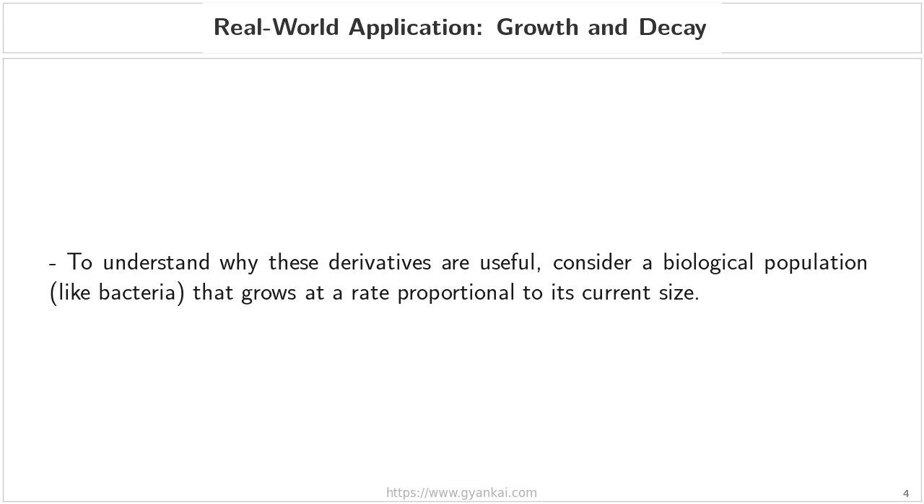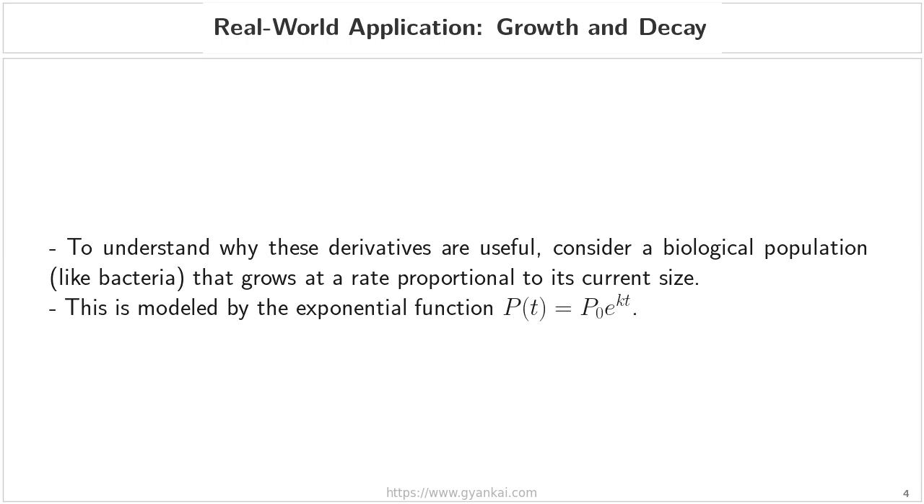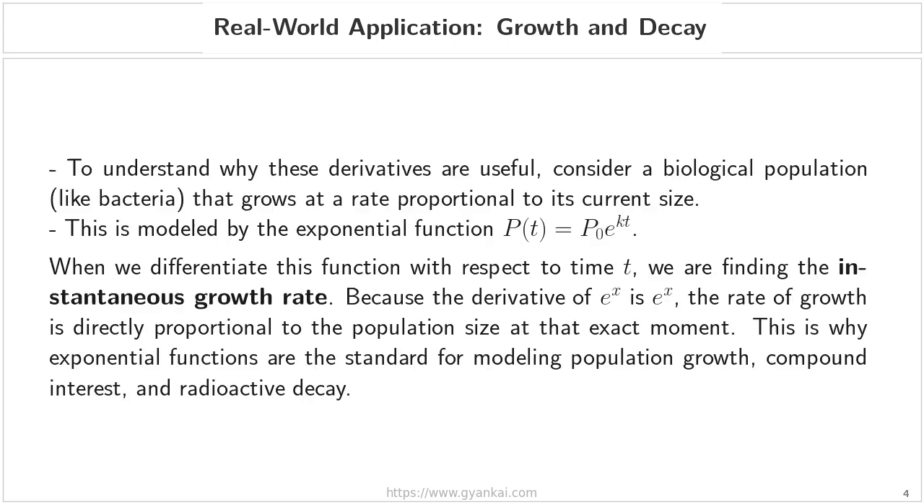Consider a biological population, such as bacteria, that grows at a rate proportional to its current size. This means that as the population increases, the speed at which it grows also increases. We can model this specific behavior using the exponential function P of t equals p0 times e to the power of kt. When we differentiate this function with respect to time t, we are calculating the instantaneous growth rate.